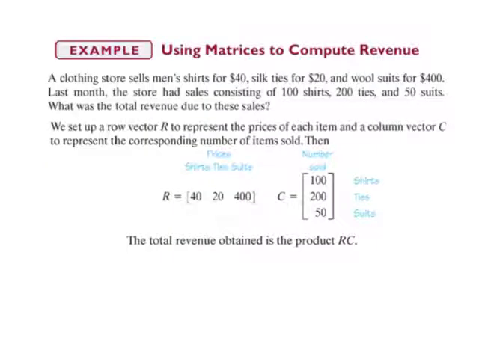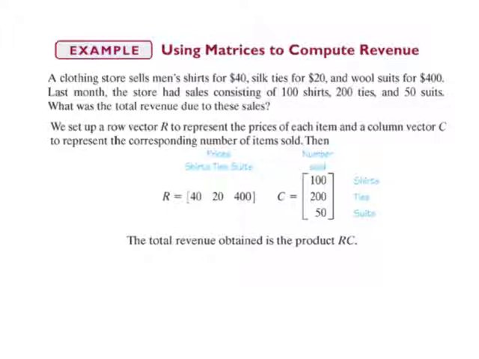In this problem, we're going to give you an example of why you might use matrices to compute revenue, or why we might use matrix multiplication at all. So a clothing store sells men's shirts for $40, silk ties for $20, and wool suits for $400. Last month, the store had sales consisting of 100 shirts, 200 ties, and 50 suits, and they want to know what was the revenue.